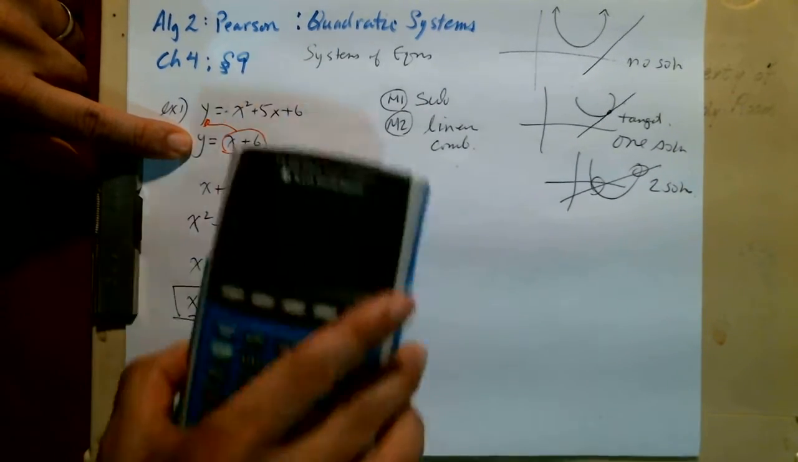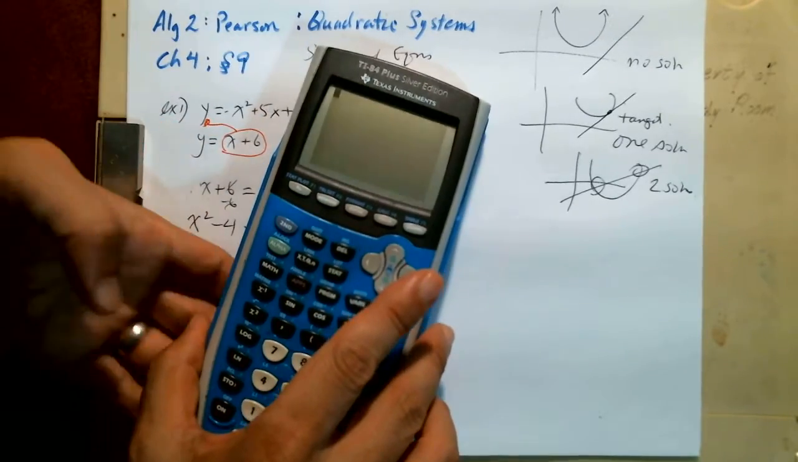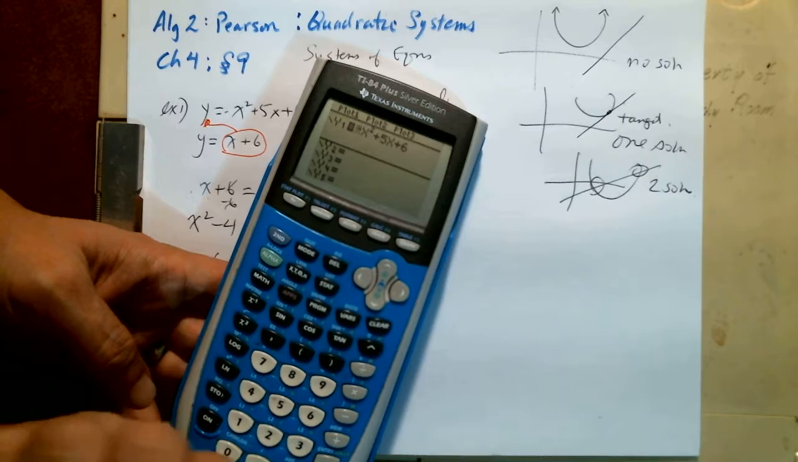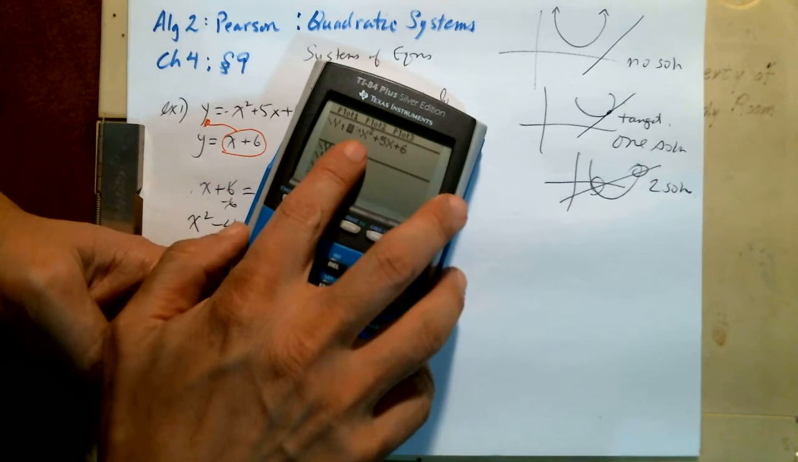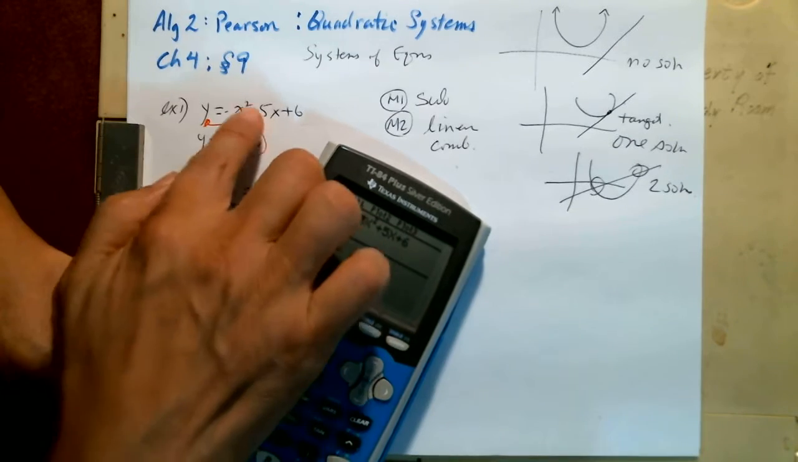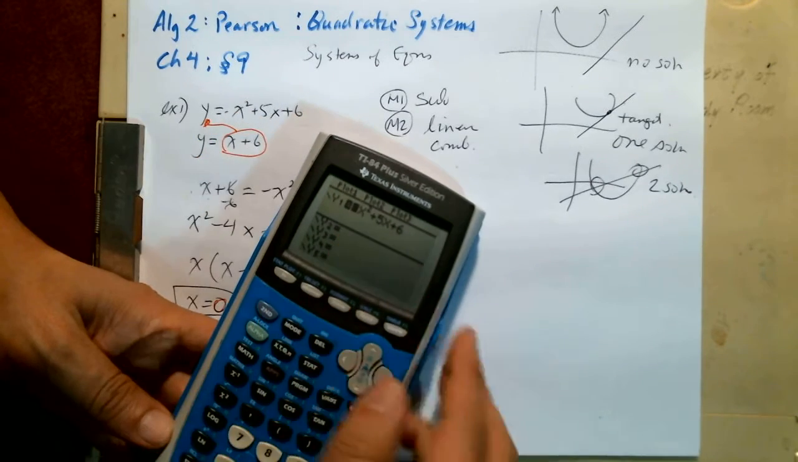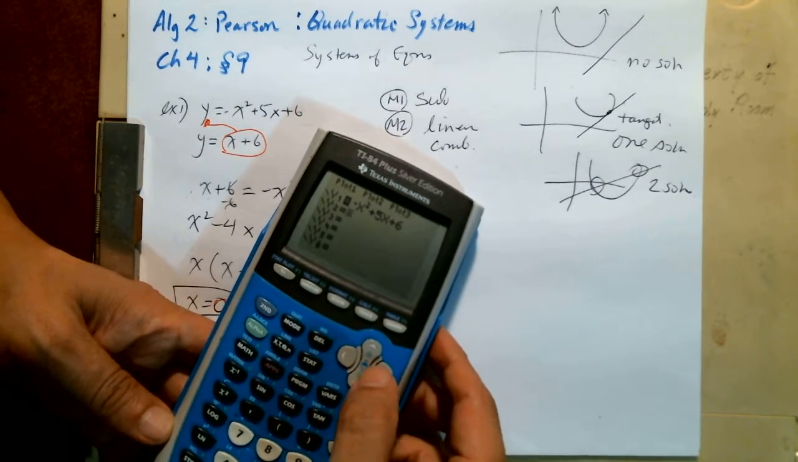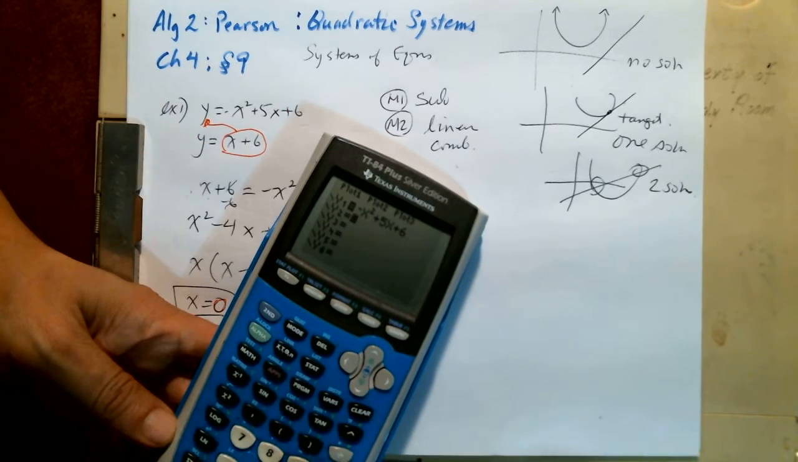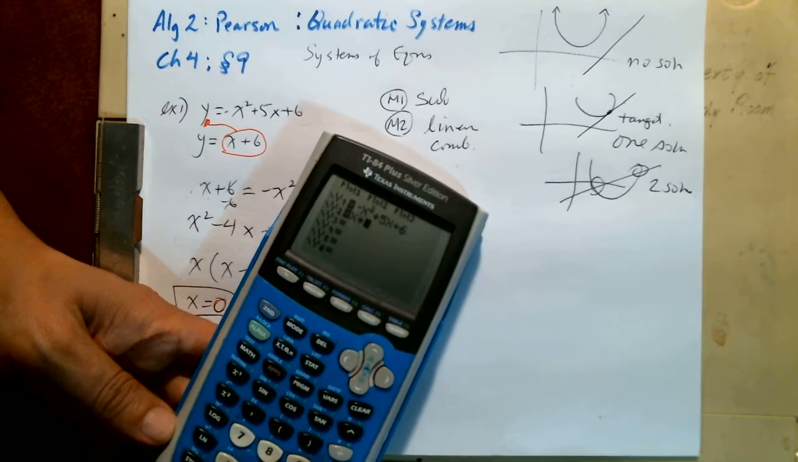So I'm going to do this on my calculator and show you how that works. The first thing I'm going to do is press the y equals button. You notice I put in the first equation for you, negative x squared plus 5x plus 6. Then I'm going to use the down arrow key to get to my second equation, which is y equals x plus 6.